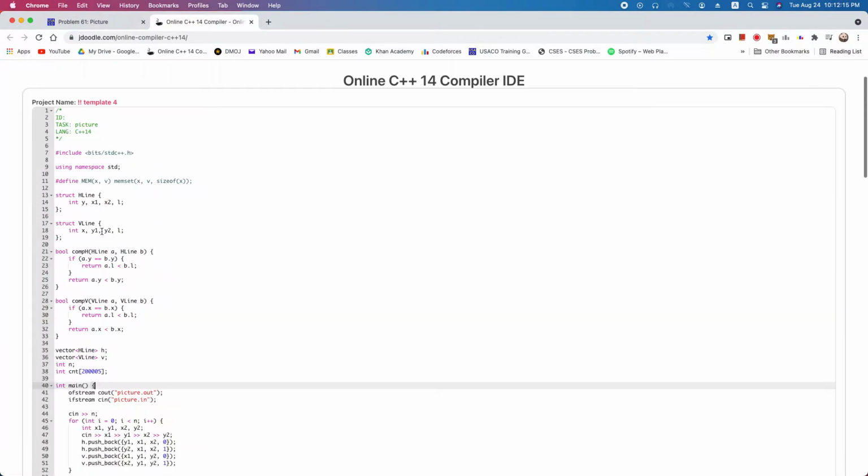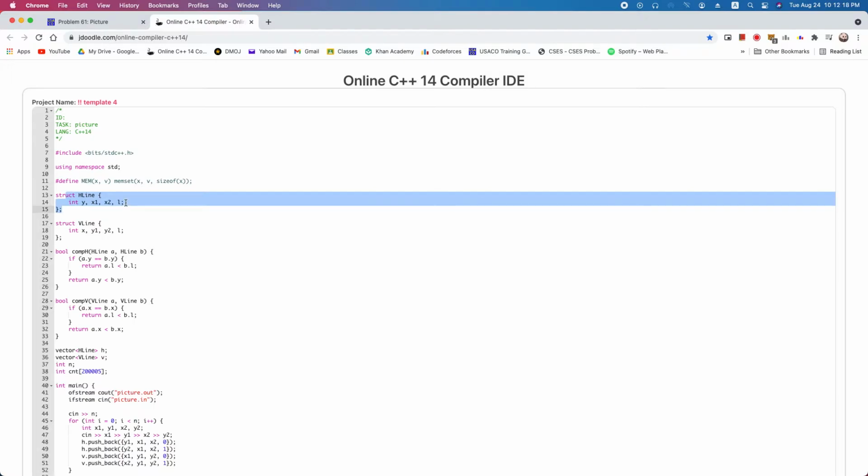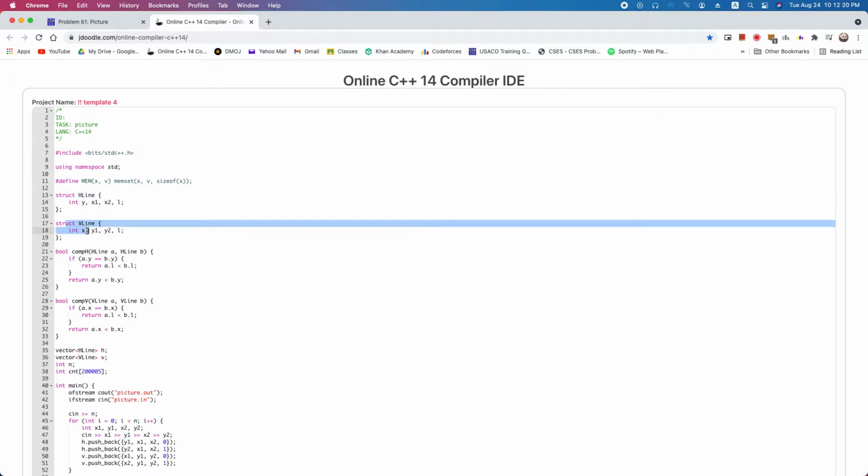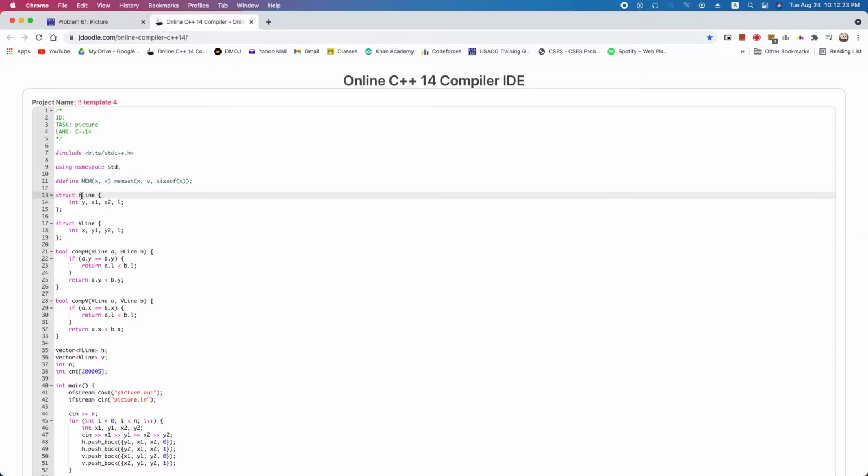So to do that, I will create a few structures. This will be the structure for the horizontal lines, and this will be the structure for the vertical lines. So for every horizontal line, it should have a y position, and then a starting x position and an ending x position. So this basically represents that there's a line on this y coordinate, and it has this length. And then this L can either be 0 or 1, and 0 will represent that it's the starting of a rectangle, and 1 will represent that it's the ending of a rectangle.